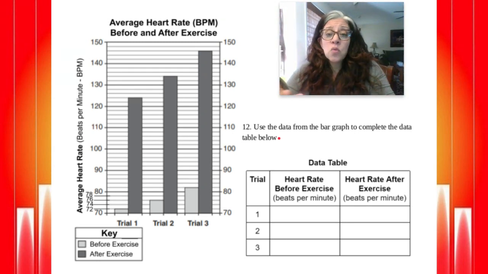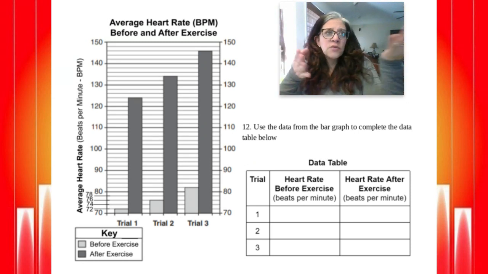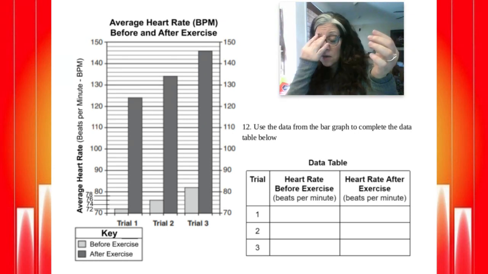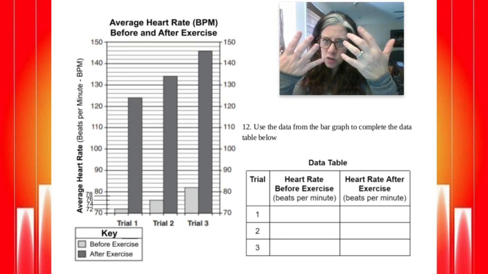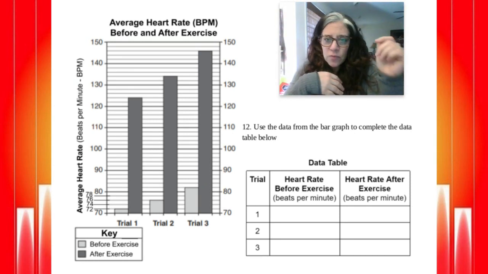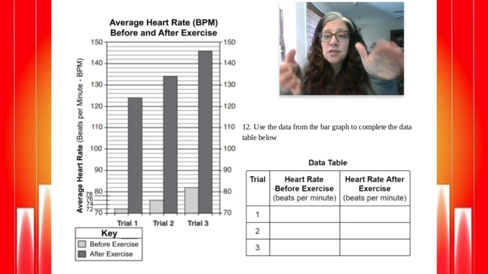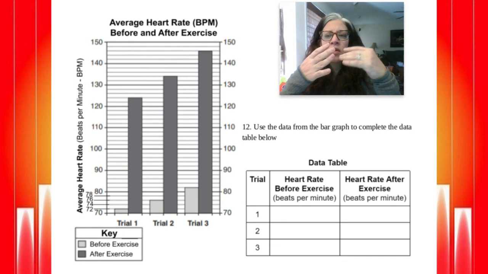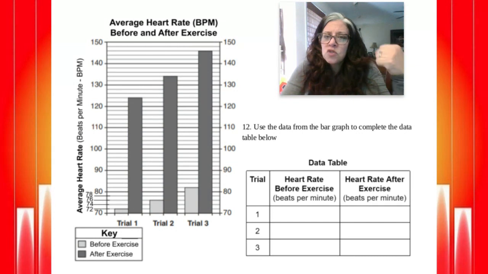The task was to use the data from the bar graph to complete the data table. Data tables and bar graphs show the exact same data. They just show them in different ways, right? One is written out in an organized fashion. The other one is much more visual. Right away from looking at that graph, without even knowing what the numbers are, I know that exercise increases heart rate because the bars after exercise are so much higher than the other ones. That's what bar graphs are good for, right? But sometimes we need to drill down in the data.